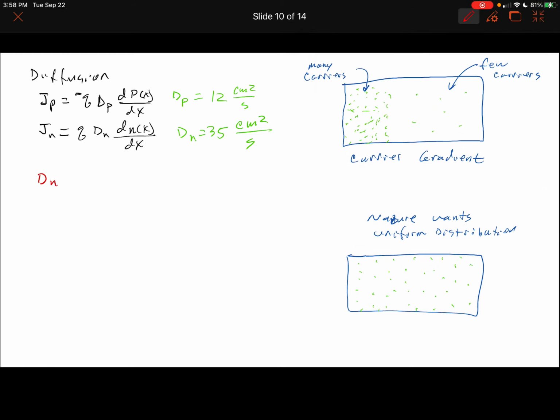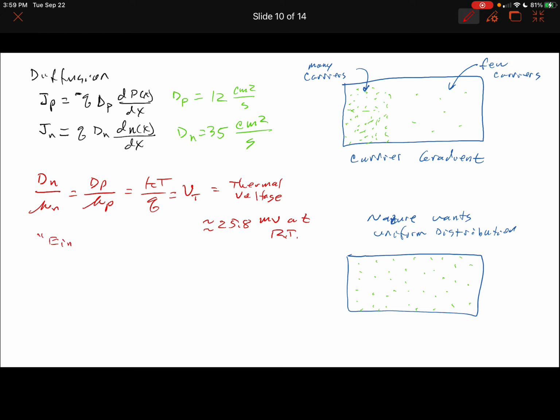which is D sub n over mu sub n is equal to D sub p over mu sub p, which is equal to kT over q, which in this class I'll call Vt, the thermal voltage, and the units are in volts, right? It's about 25.8 millivolts, about 26 millivolts at room temperature, and this is the Einstein relation.